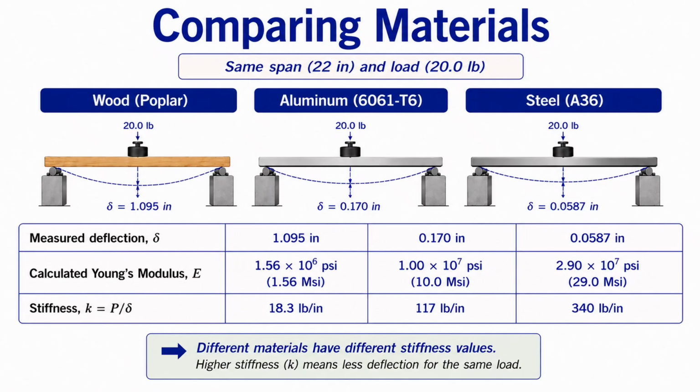Different materials respond differently to loading. In the example, all three beams have the same dimensions and are subjected to the same load. Because steel has a higher Young's modulus, it experiences the least deflection. Aluminum is intermediate, while wood shows the greatest deflection. This demonstrates how material selection affects stiffness and structural performance.